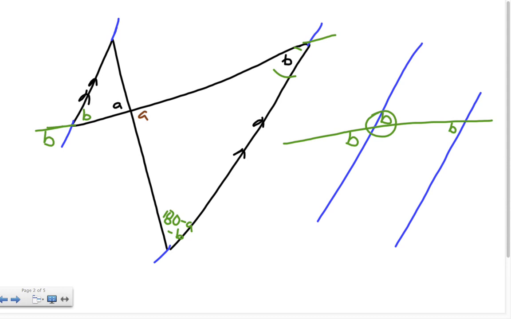So finally, same thing, this is also 180 minus A minus B. So because all three angles of your triangle are the same, your triangles must be similar. Now you can use the fact that because they're similar, the sides are proportional.